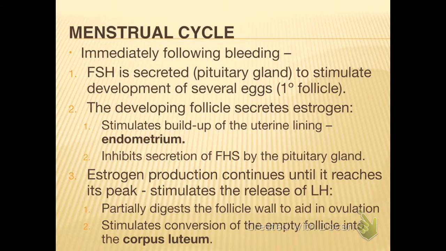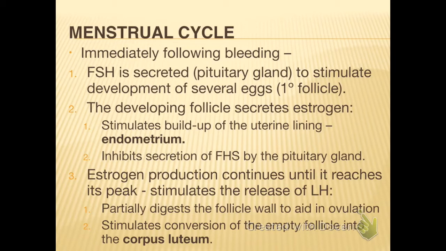Okay, so let's put this all together then into our process. We're going to go step by step, and we're going to start with the point at which someone has just finished their menstrual period, so immediately following bleeding. At this point, FSH is going to begin to be secreted by the pituitary gland. So bleeding just ceased, and FSH is going to be secreted.